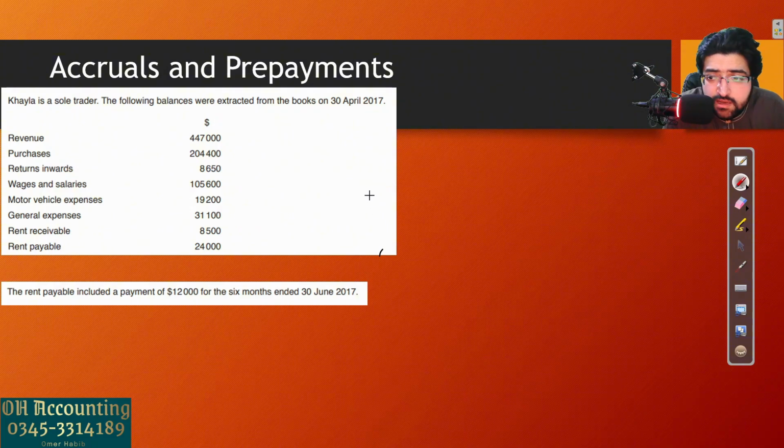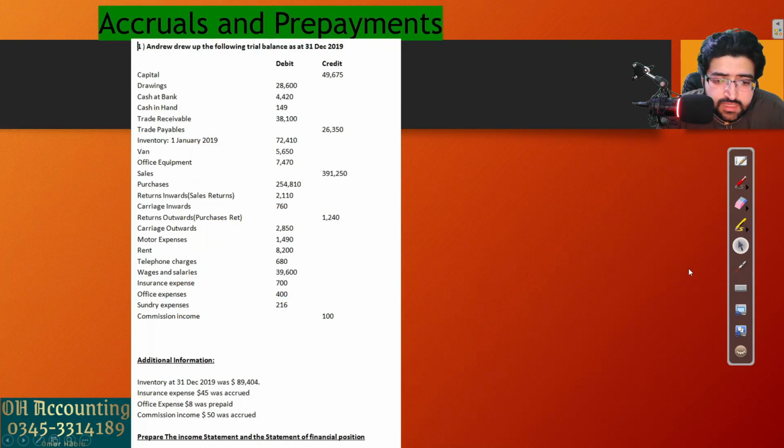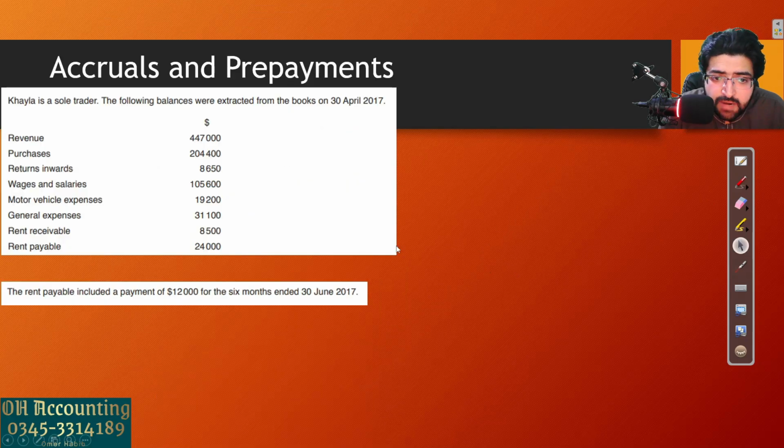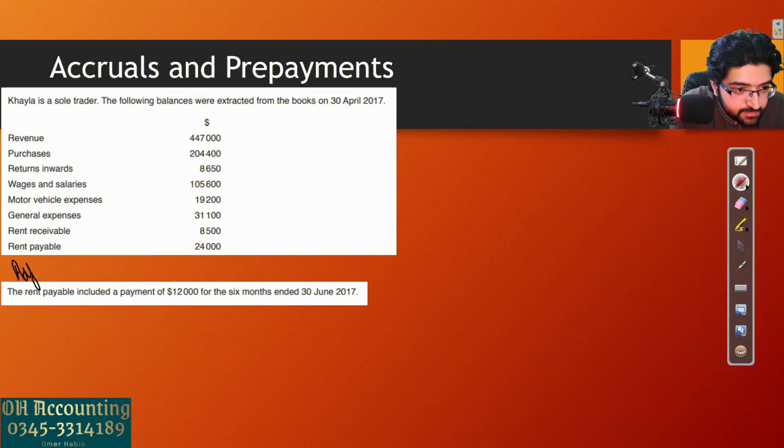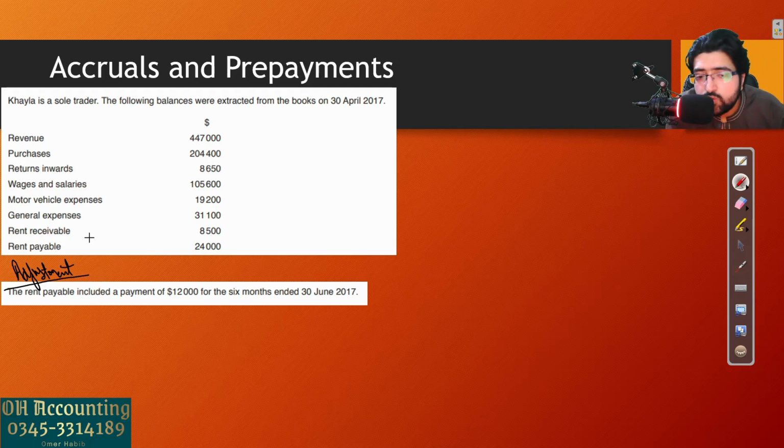Okay. This is an advanced level adjustment for accruals and prepayments. See, these adjustments are simply given. They're telling us the accrued amount, the prepaid amount. So this is simple and very, very basic. But usually they also give you one adjustment like this, in which you have to figure out the prepaid or accrued amount and then do the same thing which we were doing in the previous slides. So let me make it simple for you.